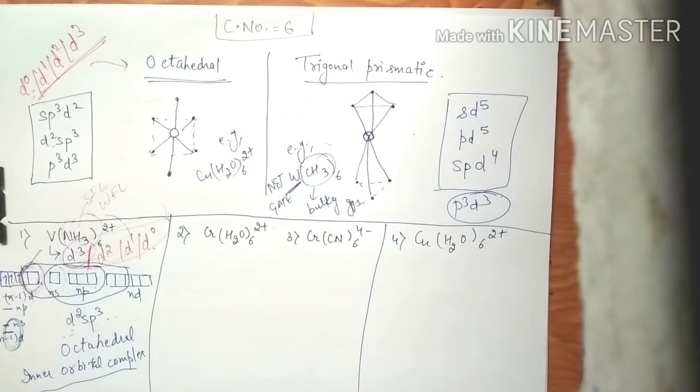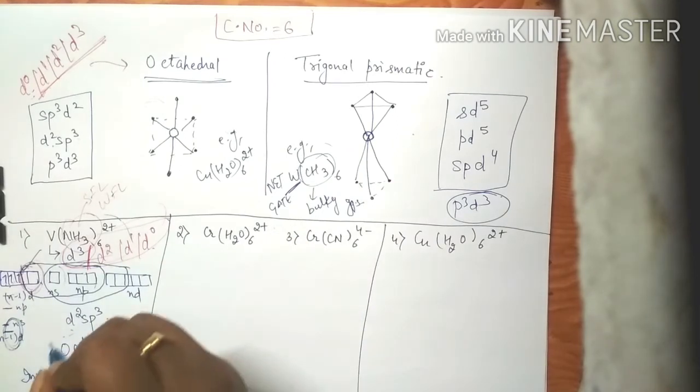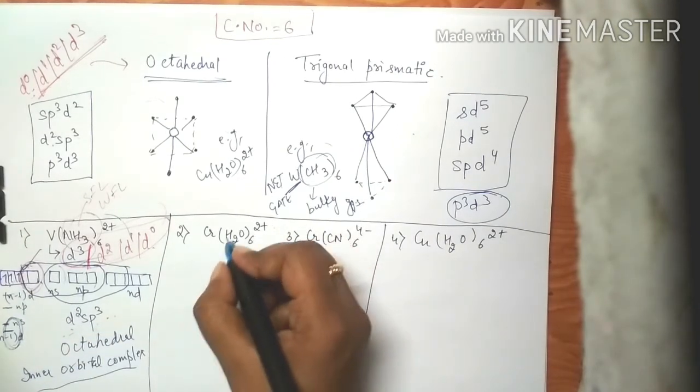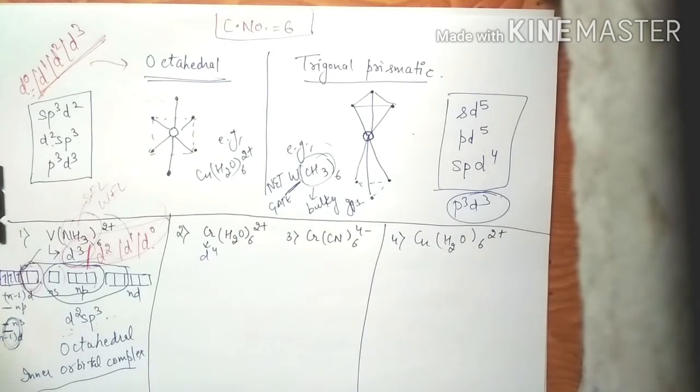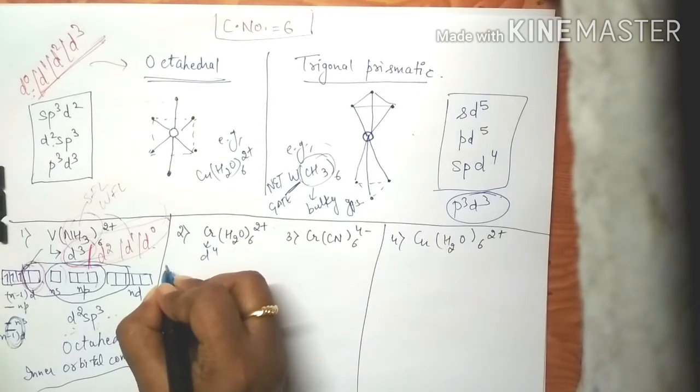Now the next one, [Cr(H2O)6]2+. Here it has a d4 configuration. So we'll fill it.